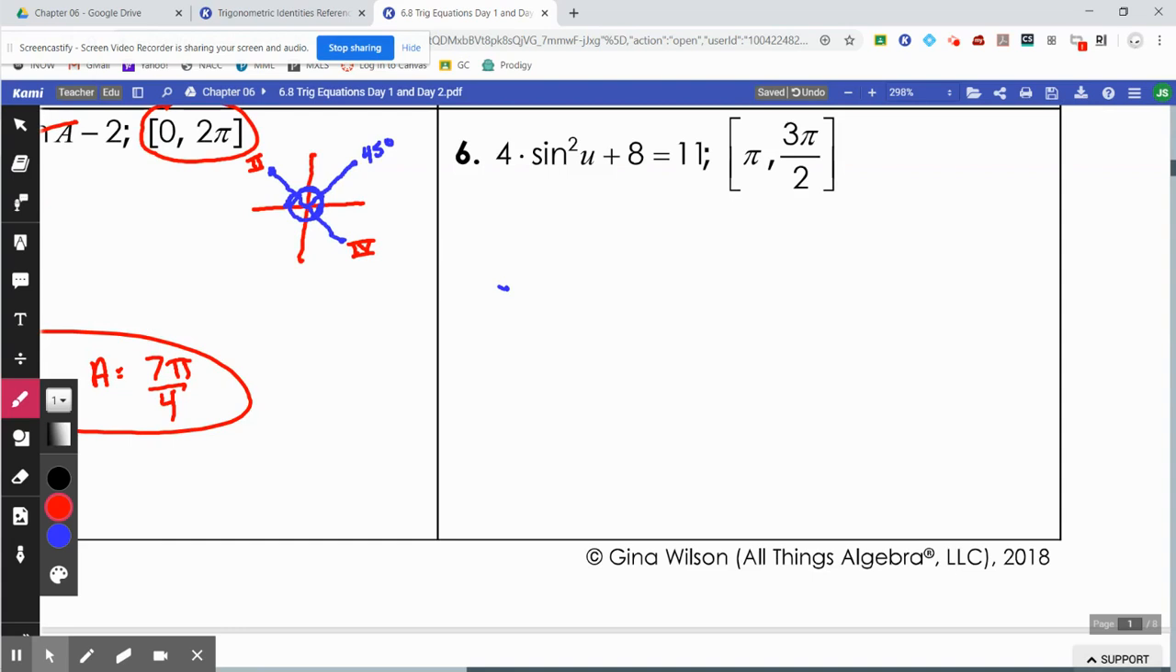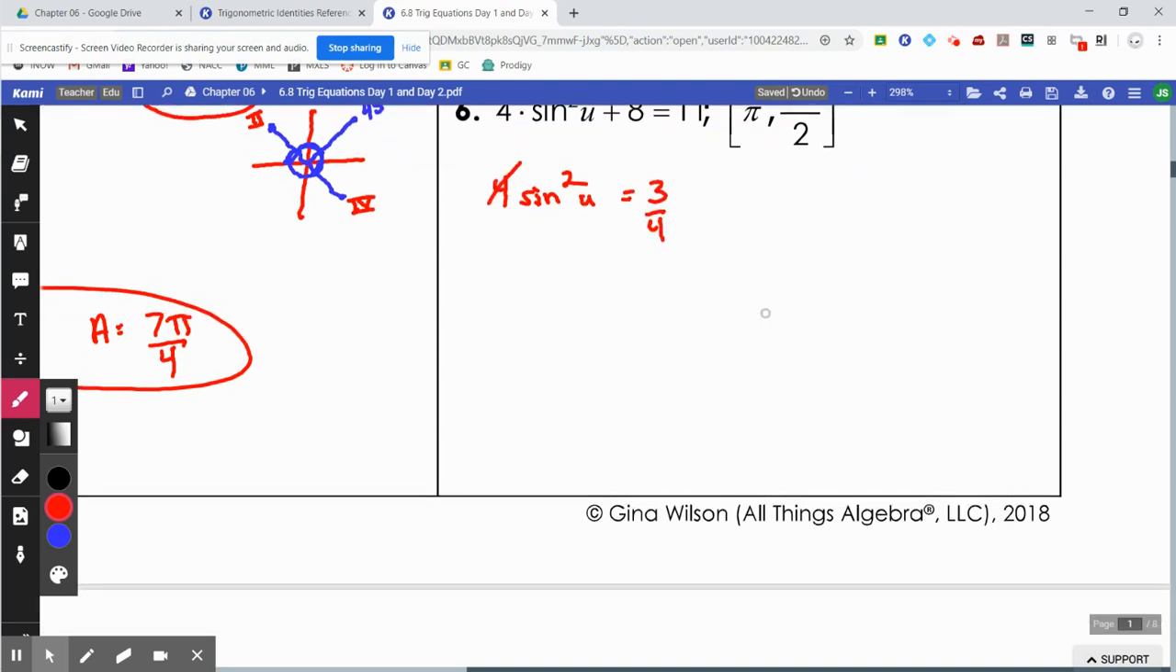Next one, we're finding all the answers between pi and 3 pi over 2, which is all the answers between 180 and 270. So let's first isolate the sine squared. Move the 8 over, it gives you 4 sine squared u is equal to 3. Let's get rid of the 4 by dividing. And let's get rid of the square by taking the square root. Be careful, because we have to do plus and minus the square root of 3/4.